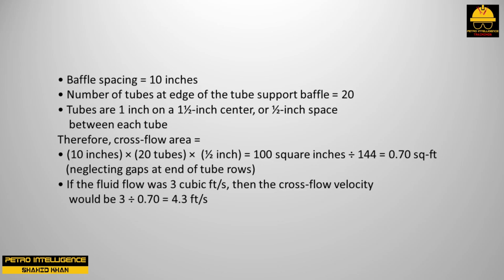For example, baffle spacing equals 10 inches. Number of tubes at edge of the tube support baffle equals 20. Tubes are 1 inch on a 1.5 inch center, or half an inch space between each tube. Therefore, crossflow area equals 10 inches times 20 tubes times half an inch equals 100 square inches divided by 144 is equal to 0.70 square feet, neglecting gaps at end of tube rows. If the fluid flow was 3 cubic feet per second, then the crossflow velocity would be 3 divided by 0.70 is equal to 4.3 feet per second.